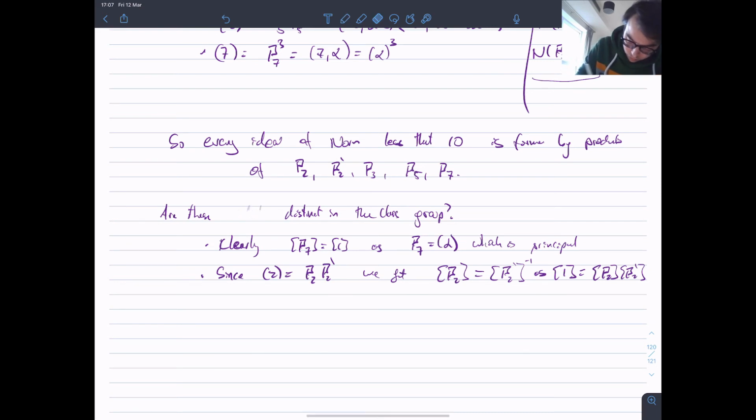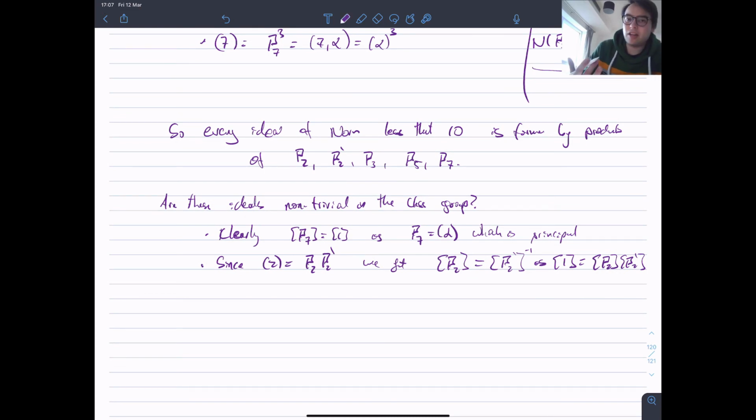So, first of all, are these distinct in the class? Well, let's maybe just do an easier question first. Are these ideals non-trivial? This one I showed is trivial. I don't know if this one is trivial, but I know what P2 and its inverse are. But I'm not sure if either is trivial, and I'm not sure about P3 and P5. So I have to ask myself, are these ideals trivial? What does it mean to be trivial in the class group? It means that it will be principal.